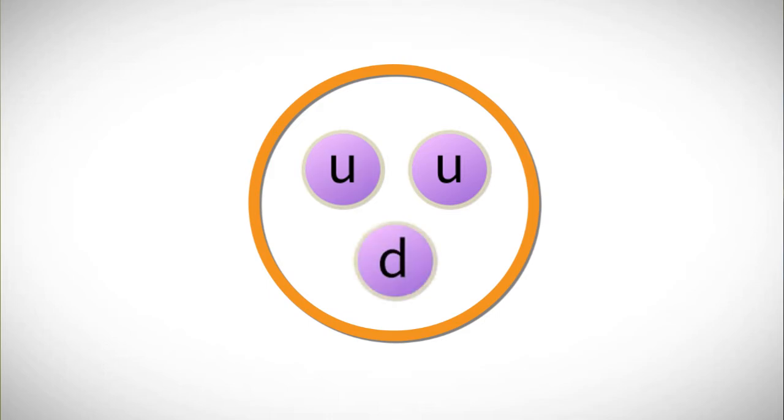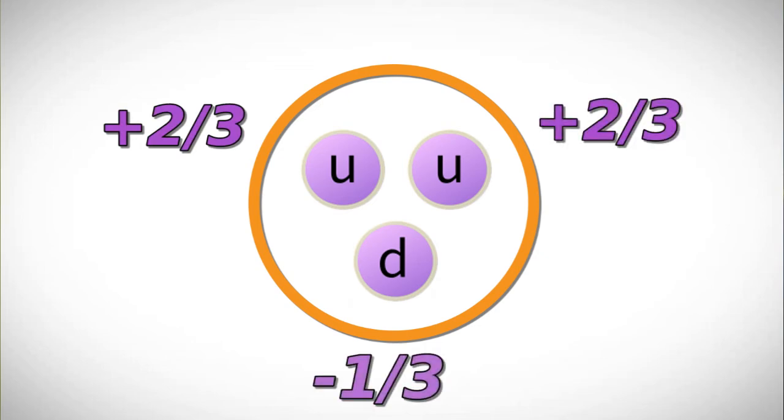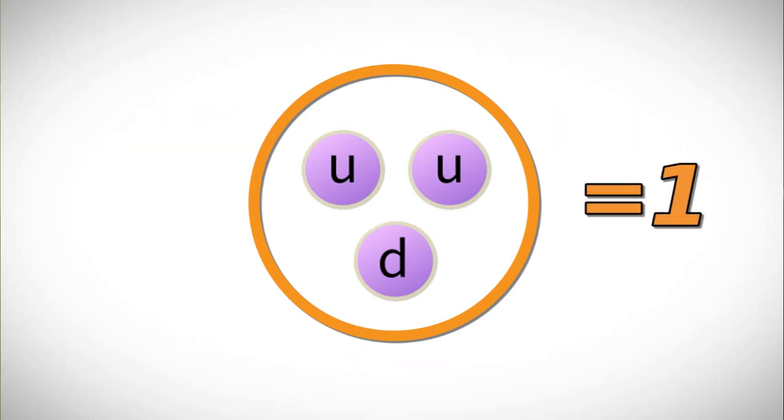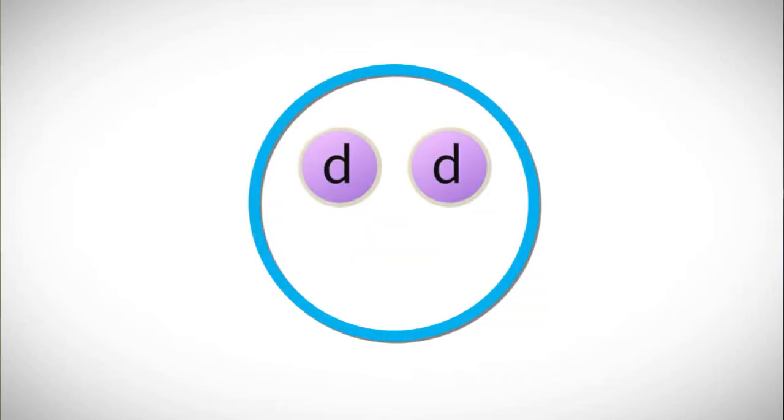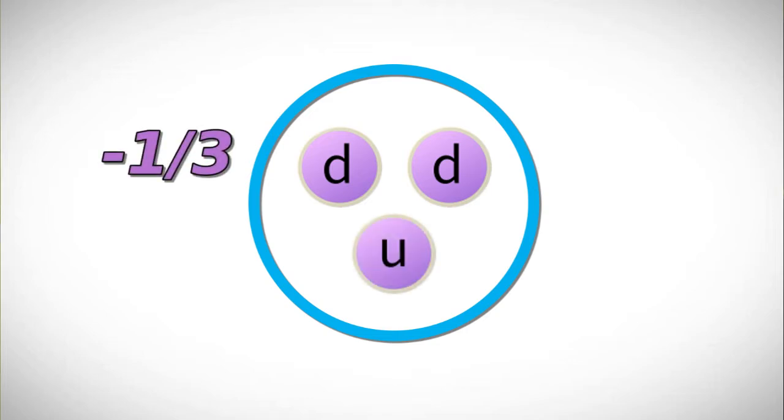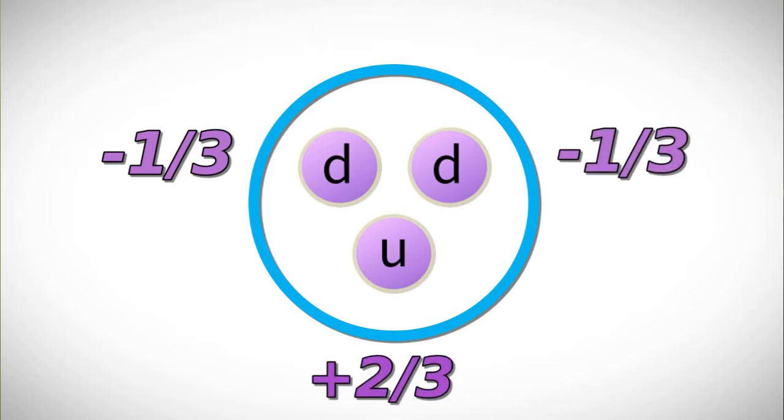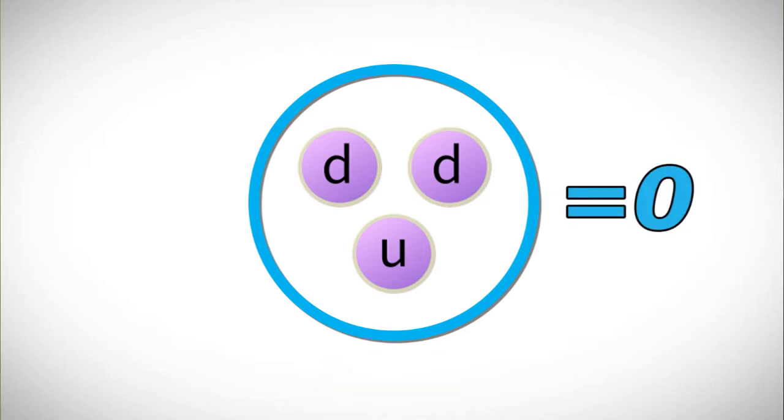A proton is made up of 2 up quarks and 1 down quark. If we add up the charges, that's 2/3 plus 2/3 minus 1/3. This gives us an overall charge of plus 1. This makes sense because a proton has a positive charge. Now, if we look at a neutron, we can see that it's made up of 2 down quarks and 1 up quark. And if we add those together, negative 1/3 minus 1/3 plus 2/3, this makes the neutron have an overall charge of 0. It's neutral.